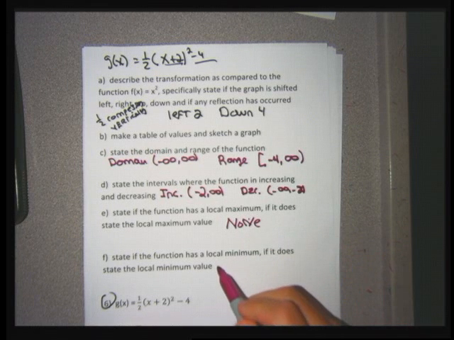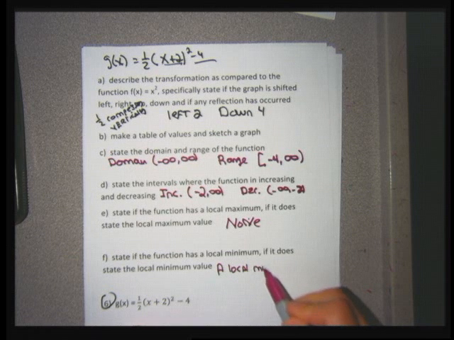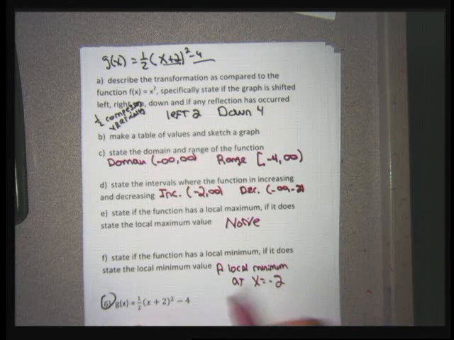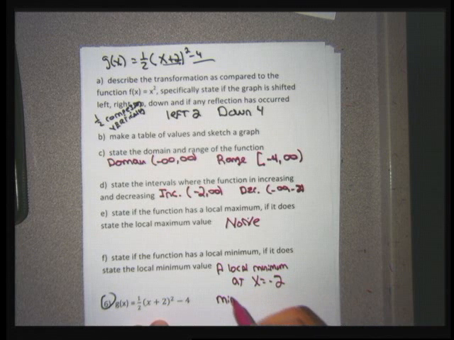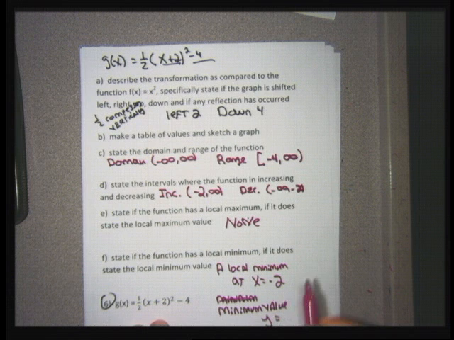And it has a local minimum at the x-coordinate of the vertex at x equal -2, and the minimum value is the y-coordinate of the vertex. I'll say the minimum value is y equal to the y-coordinate of the vertex, which is -4.